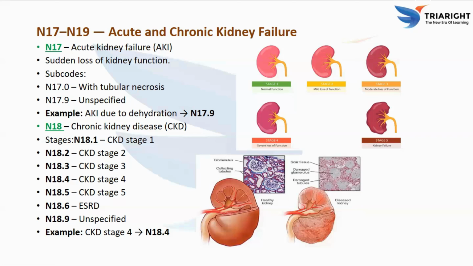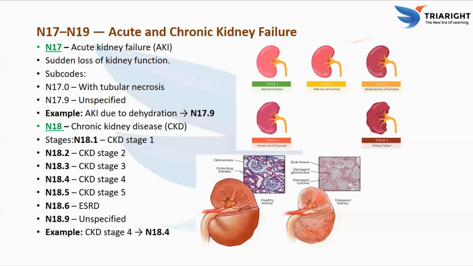So this is an example. Given CKD stage 4, you have to assign code N18.4. Next, N18.5 for CKD stage 5, and for end stage renal disease you have to code N18.6. This is the final stage. The kidneys cannot support life without dialysis or kidney transplant in this stage. This code is specifically used when ESRD is documented. Next, N18.9 is for CKD unspecified. This code is used whenever the stage is not mentioned in the record.